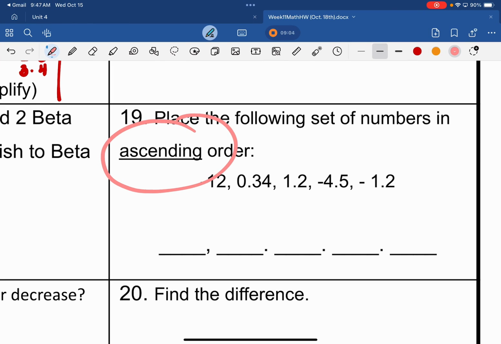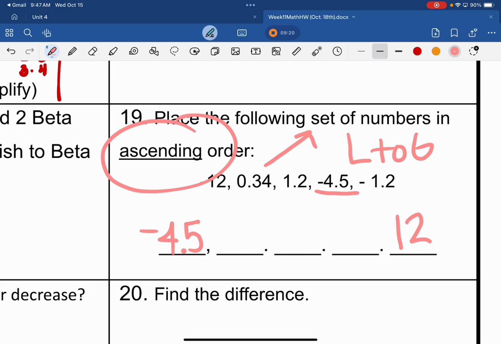Okay, order these in ascending order. When you ascend, you go up. So you go from least to greatest. Your smallest one would be your negative that's furthest away from 0. And I'll even finish you off with your greatest.